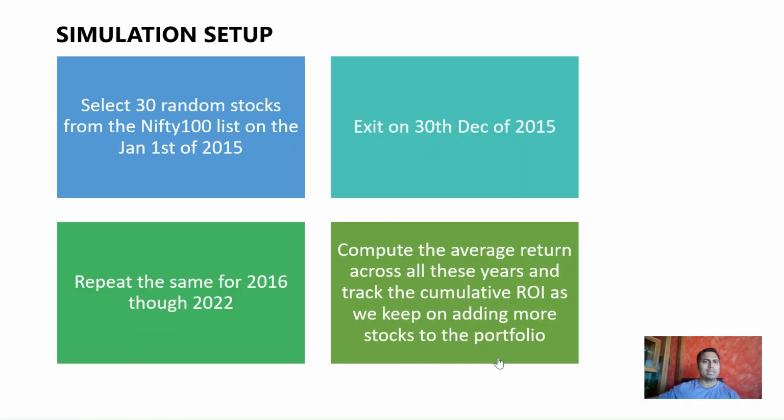So let me walk you through this setup. In this setup, we're going to select 30 random stocks from the Nifty 100 list, and we'll start this trade on Jan 1st, 2015. So that year, we select 30 stocks and we stay in the position for exactly a year and then we exit. And we're going to do this simulation for every year till 22, where we'll select a new set of random stocks in every year and take positions and keep for a year.